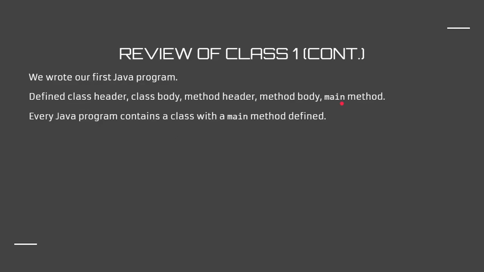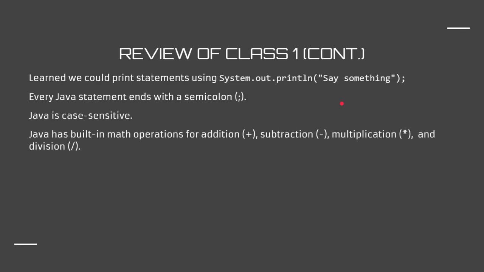We wrote our first Java program. We defined terms like class header, class body, method header, method body, and main method, and we learned that every Java program contains a class with a main method. We learned we could use print statements, and we learned some syntax rules, like ending each statement with a semicolon, and like how Java is case-sensitive. We also covered the math operations within Java.